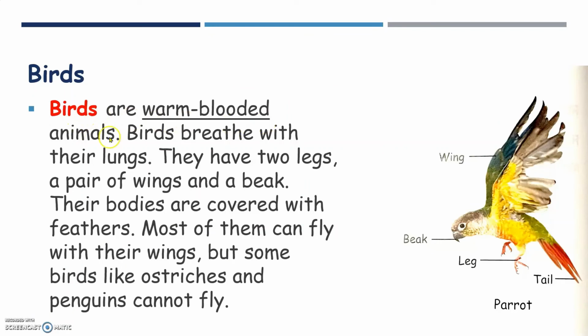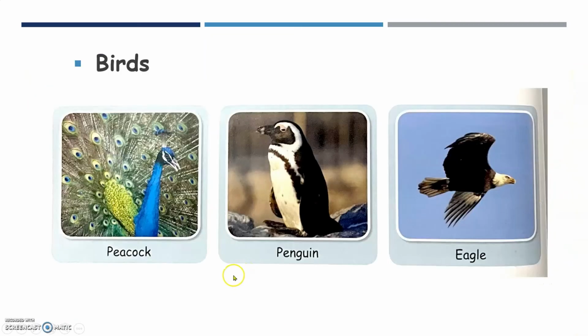Birds are warm-blooded animals. Birds breathe with their lungs. They have 2 legs, a pair of wings, and a beak. Their bodies are covered with feathers. Most of them can fly with their wings, but some birds like ostrich and penguins cannot fly. Some examples of birds: peacock, penguin, eagle.